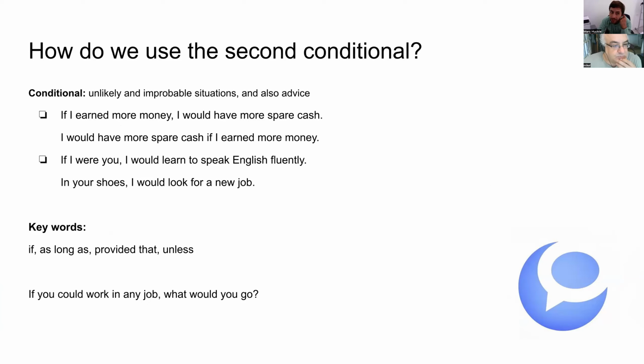We can also use it to give advice. For example, if I earned more money, I would have more spare cash, more extra money. I would have more spare cash if I earned more money. So the word order changes. You need to manipulate that. I can also give advice.